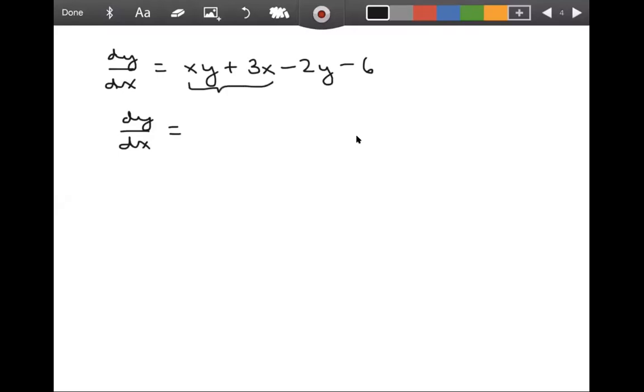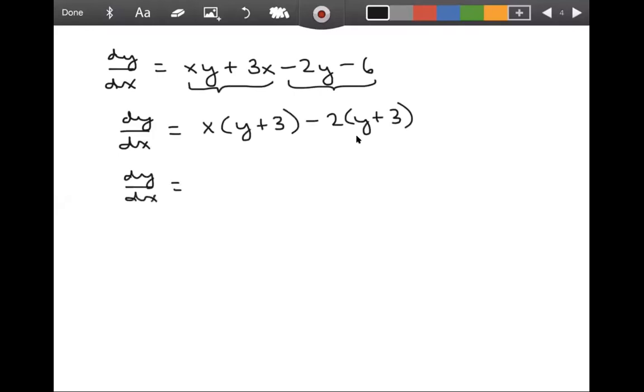Take these first two terms, you can factor out an x, leaves you y plus 3. And then if you factor a -2 out of those two terms, you're left with y plus 3. Now I have a common factor, y plus 3. And this thing will factor into x minus 2 times y plus 3. All right, so very easy to separate that.